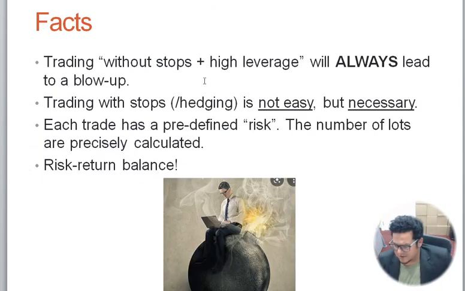So remember, if you trade without stops and you still insist on high leverage, even with a high win-loss ratio, if you get on the wrong side of the trade just once and you don't do anything, you just look at the screen, this is equivalent to selling an option. The downside is unlimited. Don't do it. Don't blow yourself up. Now, trading with stops or hedging is not easy. As I said before, you need to know what you're doing, but it's necessary.